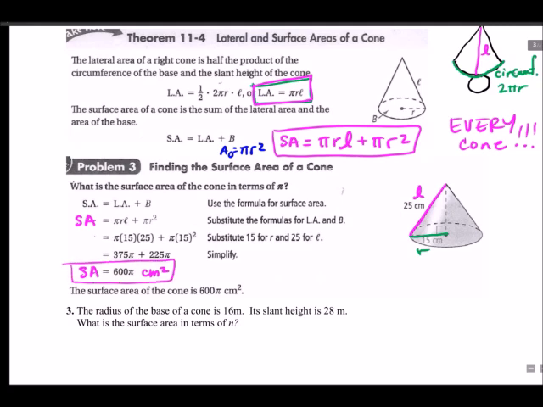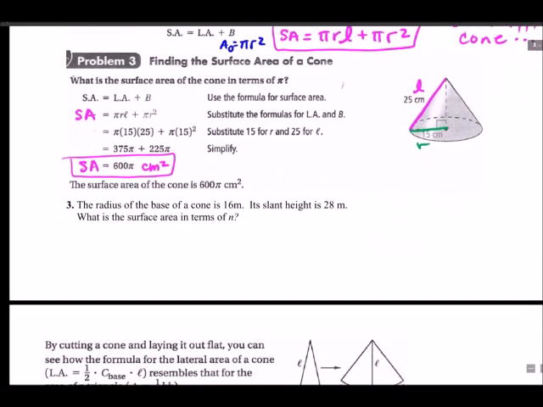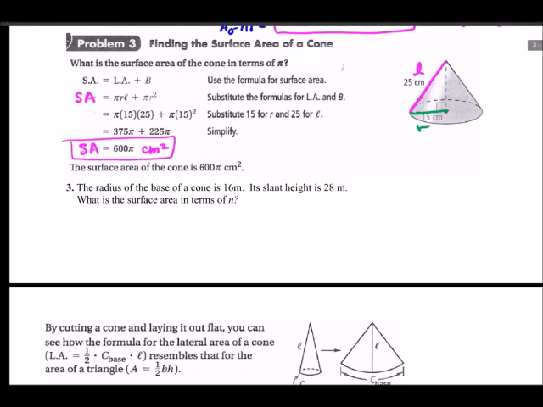So that's all there is to cones, and we could multiply by pi on our calculator and get an answer in decimal form if we wanted to. That means that it's your turn. Go ahead and pause the video and do the next problem.